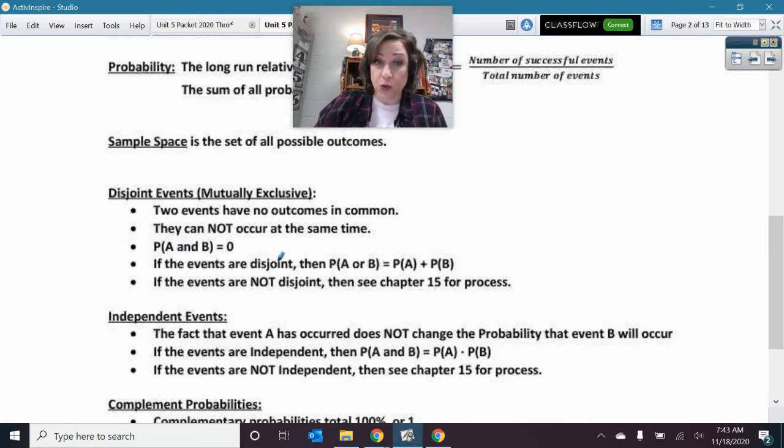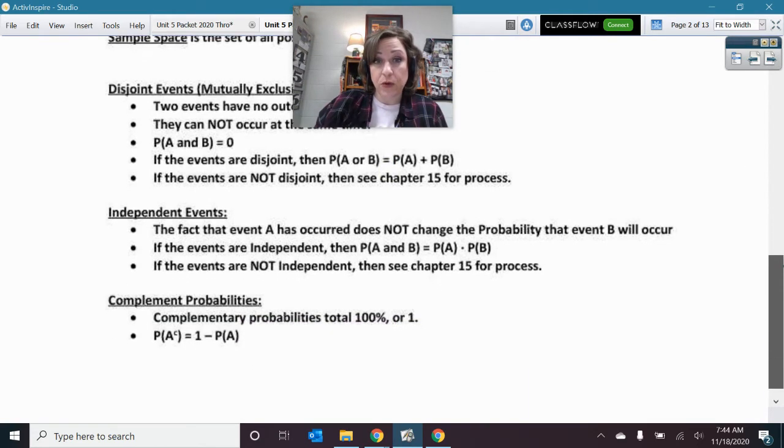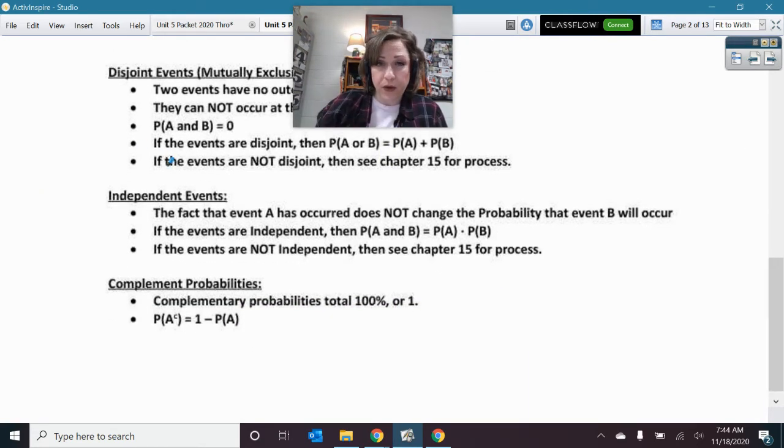Okay, and if they are disjoint, then A or B, which we saw, is the probability of A or B. Remember, we said that if that's everything, then that equals one. If it's not everything, then you just have those two parts. If the events are not disjoint, then we will address that later in this chapter. We'll first take a quiz over this first basic probability, and then we'll get into the more thought-provoking problems when events are not disjoint.